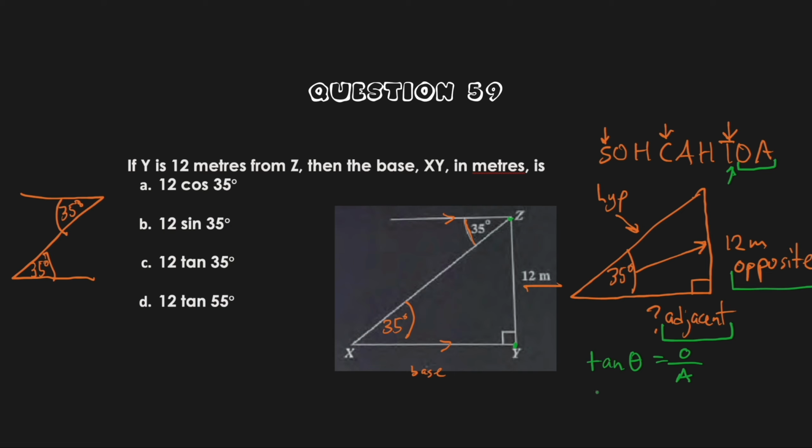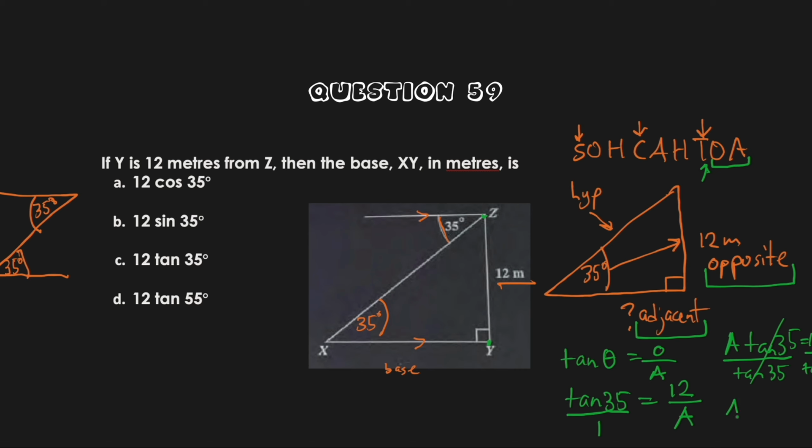So in this case, what is the angle? The angle is tan 35, which is equal to the opposite, in other words 12 over a. So a is what we're trying to find. But as you can see here, if we cross multiply, we'll end up with tan 35 times a, which is a tan 35 equal to 12. Now to get a by itself, I have to divide both sides by tan 35, which would leave me with a is equal to 12 over tan 35.